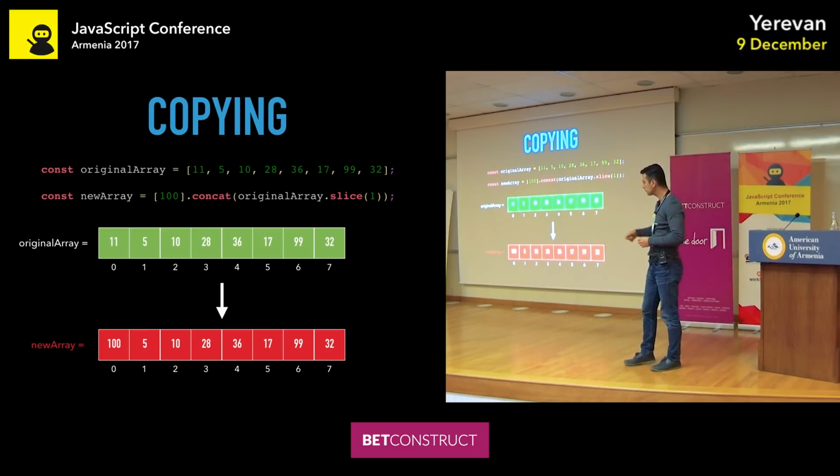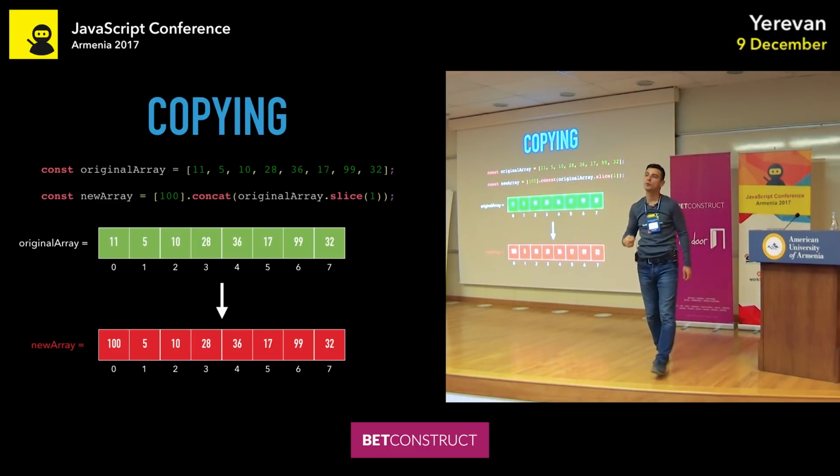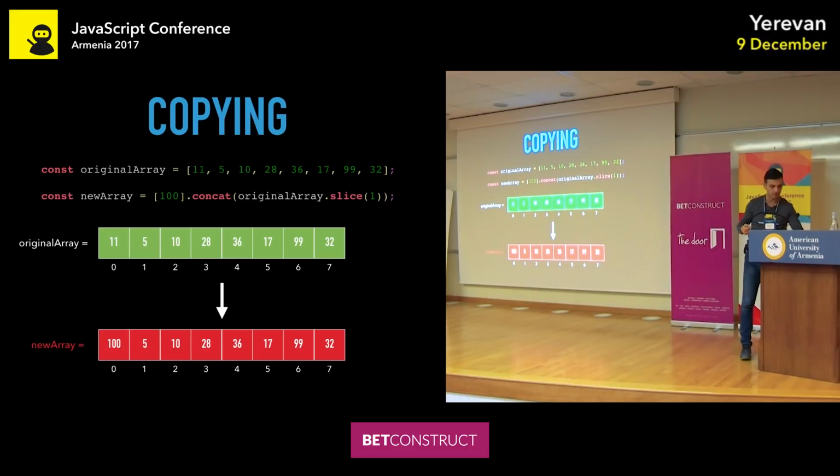What does copying do? Well, for example, let's say you have an array with 11, 5, 10, and so on, and you want to change that first value 11 to 100, right? What you can do is concatenate 100 to a slice, basically to this subarray, from 5 down to 32, and you will get an array of 100 to 32. Okay? But as you can see, you're copying all these values into a new array. Again, not a very efficient way of using resources, of using memory. Can we do something better? Can we do something more intelligently?